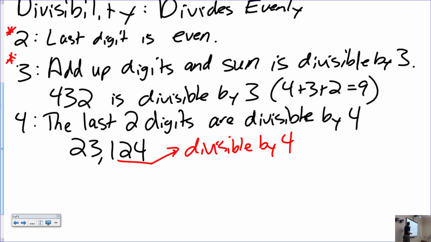And note how it compares to the rule of 2. For the rule of 2, how many digits do you look at? Just the last one. The rule of 4, which is 2 2's, how many digits do we look at at the end of our number? Last 2. Oh, what are you starting to potentially notice?